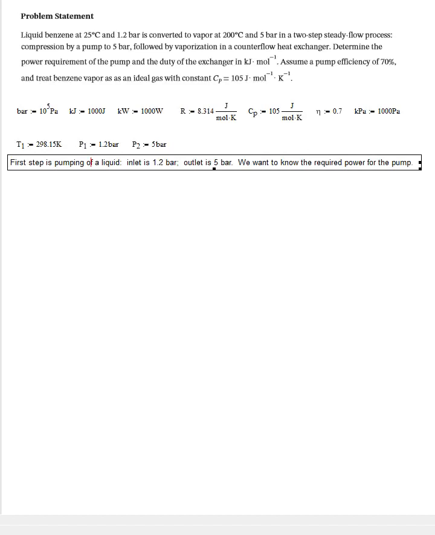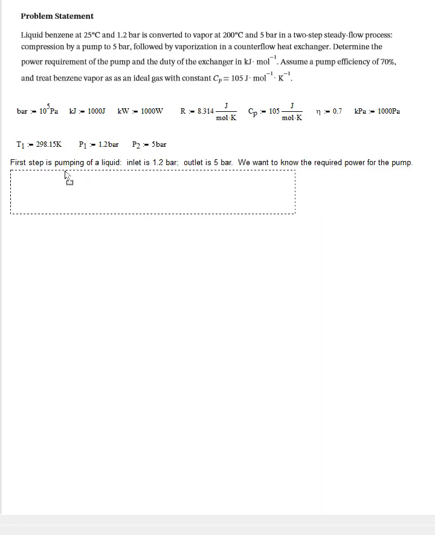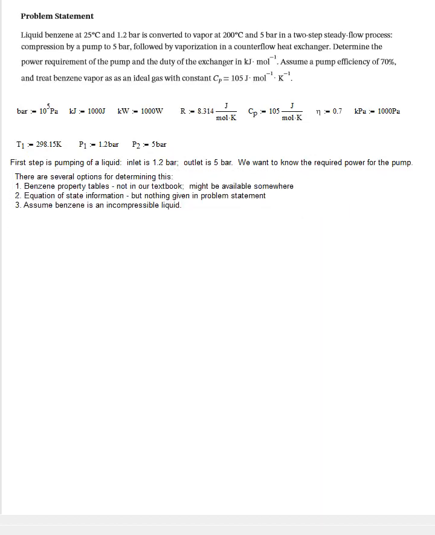So we've got a liquid. Inlet pressure is 1.2 bar. The outlet pressure is 5 bar. We need to know the required power for the pump. As we've done with similar problems, there are several options for solving this kind of problem. The first option would be if we had extensive benzene property tables. That would be really nice because then we could just look up values. We know that the power required for the pump is just delta H. Work is equal to delta H. We could look up enthalpy values and calculate the delta H pretty easily.